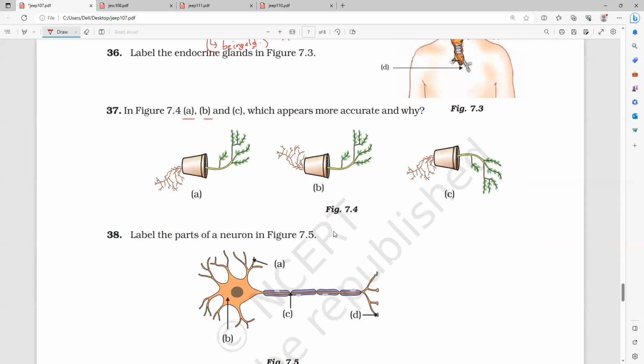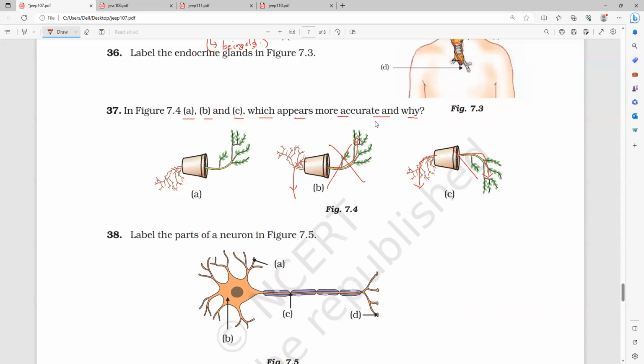Next, in the given figure 7.4 A, B, C, this question was in last year's board exam also. In figure A, B, C, which appears more accurate and why? First, I will come to figure C. Now roots are downwards, geotropism, and the stem is also downwards. Is it geotropism? No. Actually the stem will grow towards the light and the root has to go towards gravity. So that is the correct figure.